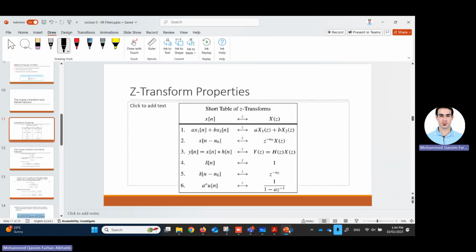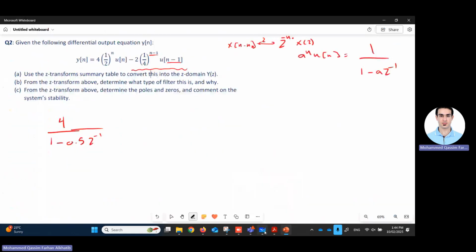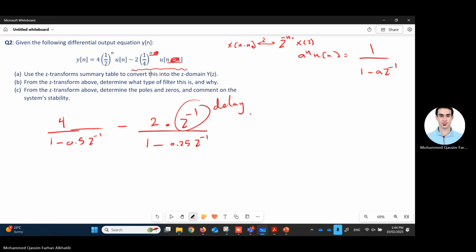All right, so how to deal with this? So we've seen that there is an expression for that. So first, assume that there is no delay. So you will get minus 2 over 1 minus 0.25 z negative 1. So multiplied by the delay part. Okay. So we've done that.